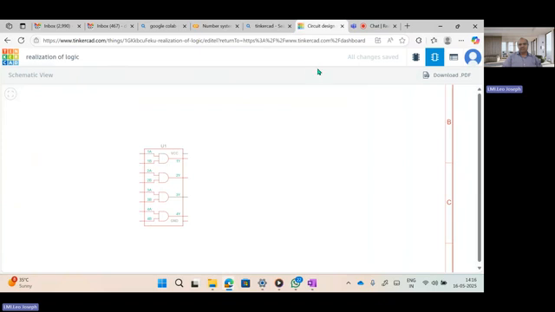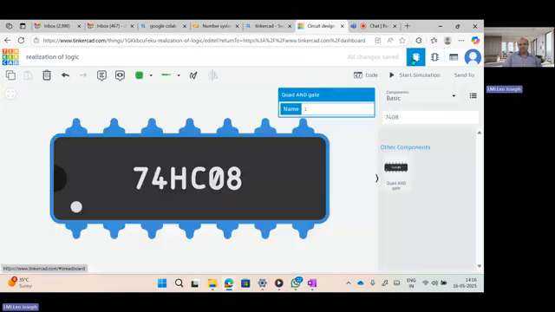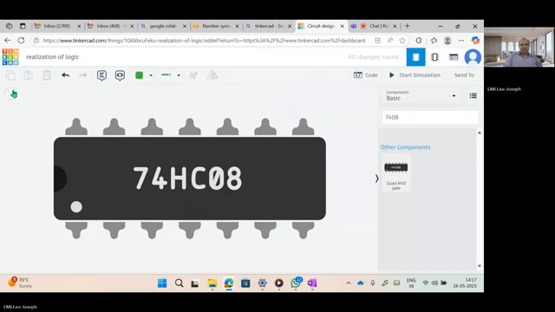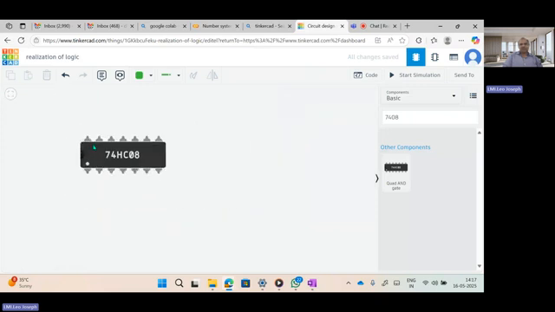So what I am going to do is check with the pin numbers. So this is first pin, second pin, third pin. This forms one AND gate. Fourth pin, fifth pin, and sixth pin. This forms another AND gate. So I am going to just check what I am doing. So like this I am keeping.